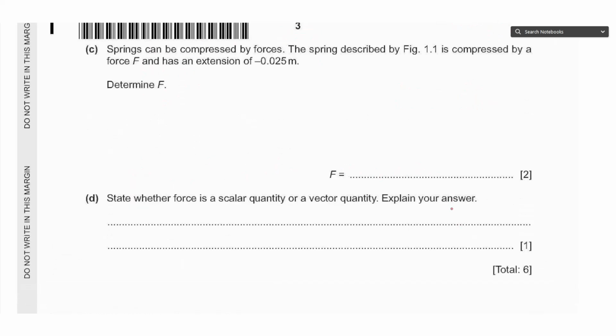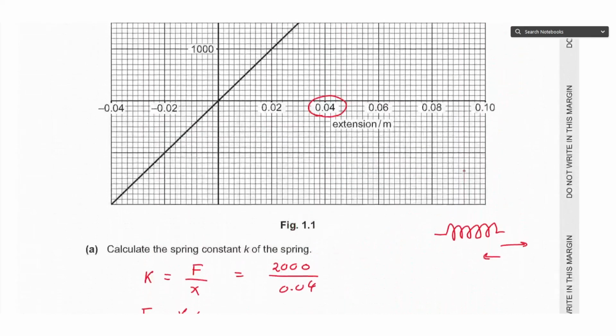Part C says springs can be compressed by forces. The spring described by figure 1.1 is compressed by a force F and has an extension of 0.025 meters. And we need to determine that force that gives this extension or its compression now. We can either use a graph or use the value of k we got from the last question. If we use the k, F equals kx, we have 50,000, and we multiply that by negative 0.025. That gives an answer of 1,250 newtons, and the same answer could be given from the graph directly.